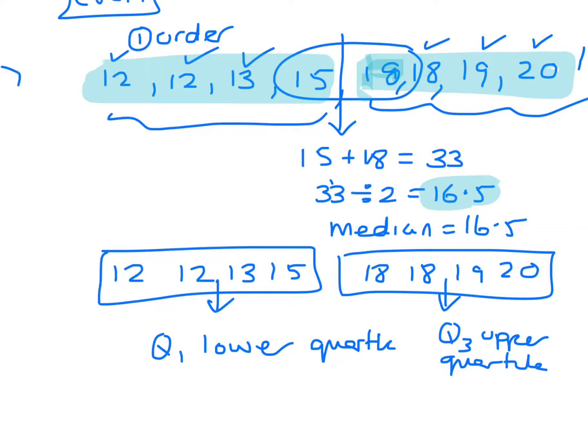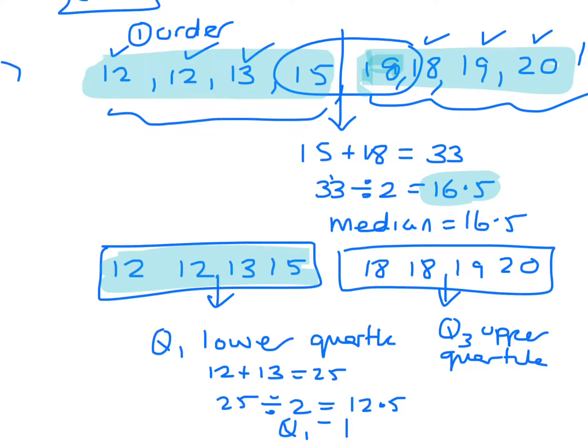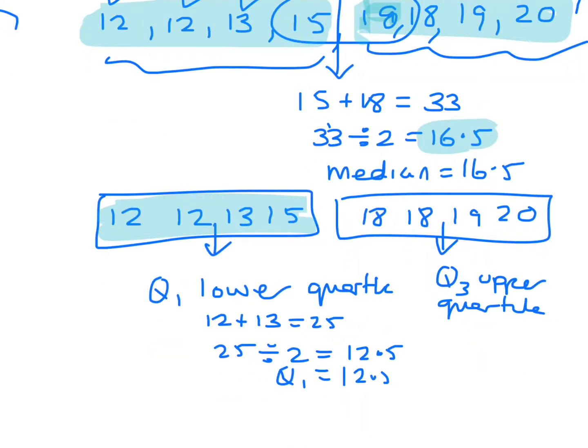Now the lower quartile will be the middle of this group, which would be halfway between 12 and 13. So 12 plus 13 is 25. 25 divided by 2 gives me 12.5. That is Q1. Q1 would be 12.5.